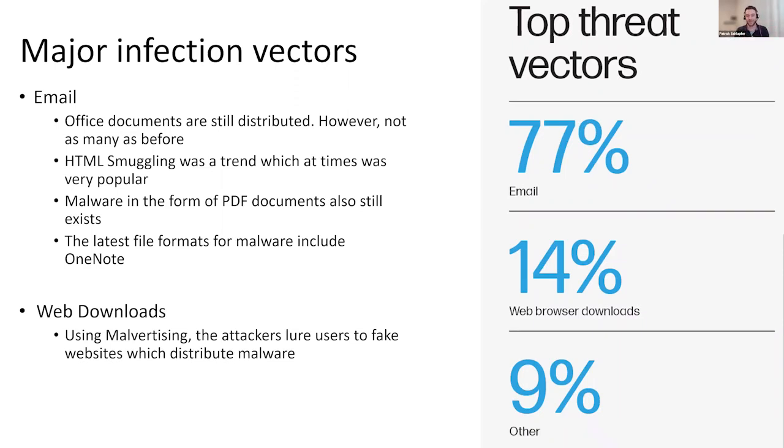The latest file format we have been observing were actually OneNote documents. So actually people are sending OneNote documents as an attachment of an email. So I think this is also quite interesting to analyze. Then on the web download side, I'd like to highlight a technique called malvertising, where threat actors set up fake websites which look like real legitimate websites, but actually download malicious files. And they use search engine advertisements to lure the victims to those specific fake websites.